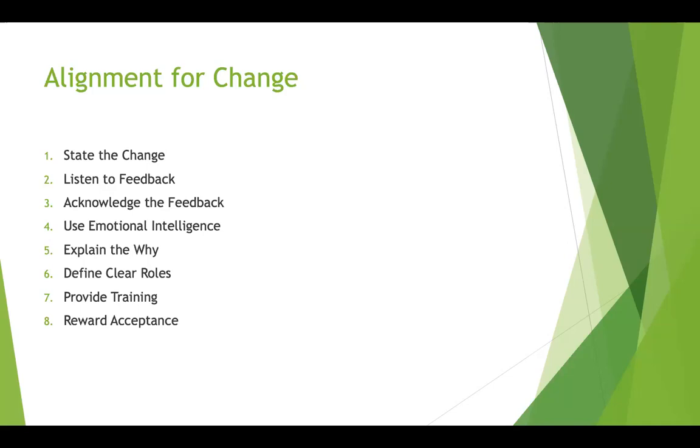Third one, acknowledge the feedback. Fourth one, use emotional intelligence. You need to use emotional motivation to motivate your employees to move, to change, to trust you. The fifth one, explain why you want change. The sixth one, define clear roles. Let everyone have their own specific role. Seventh, provide training, for HR, human resources, they need to create an effective training program. The last one is reward acceptance. That means you need to change the reward system and let people get a higher salary or better incentive after the change.